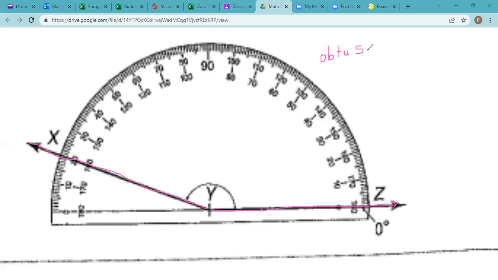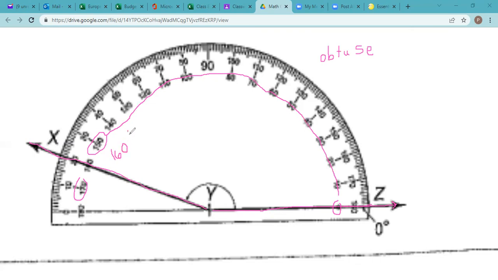All right, got a good guess that it's an obtuse. Here is the 0 degrees. We are starting over to the right, so we're looking at the inside numbers. Okay, so we see that here's 150, here's 170, and it's right in between 150 and 170. So we can clearly see that it's going to be 160 degrees.